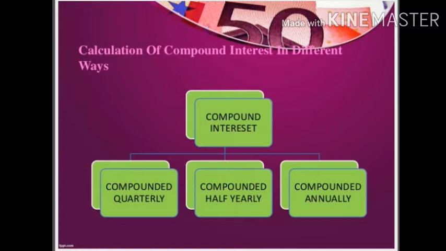Compound interest we can calculate in three types. One, compounded quarterly. That means every 3 months we can calculate compound interest. Next one, compounded half-yearly. That means every 6 months we can calculate interest. Last one, compounded annually. That means every 1 year we can calculate interest.